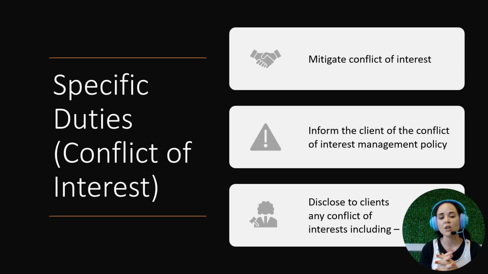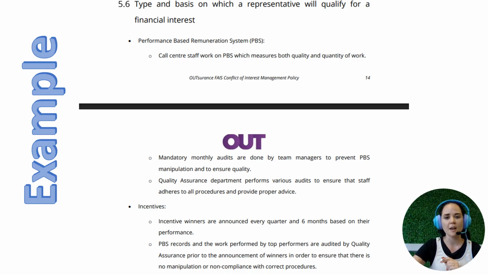But we have to have this conflict of interest management policy, and our clients need access to it. The client also needs to know where to access this conflict of interest management policy. Let's look at an example. This is a conflict of interest management policy from Outsurance. It's just a snippet of it.